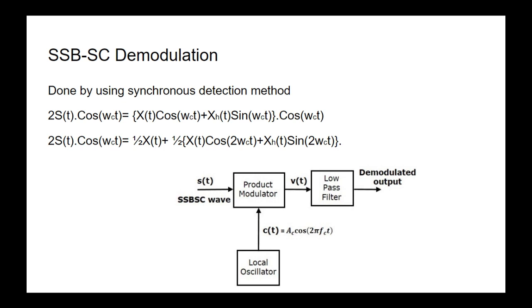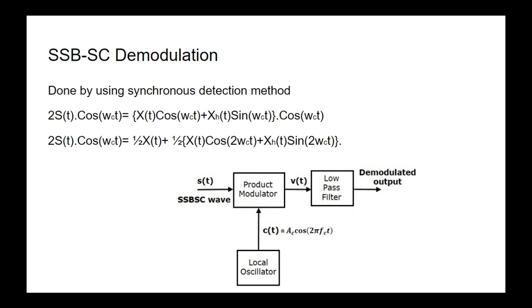So the mathematical formula of multiplication is 2s(t) multiplied by cos omega ct is equal to x(t) cos omega ct plus xh(t) sin omega ct multiplied by cos omega ct. On simplification, we will get 2s(t) cos omega ct is equal to 1/2 x(t) plus 1/2 x(t) cos 2 omega ct plus xh(t) multiplied by sin 2 omega ct.